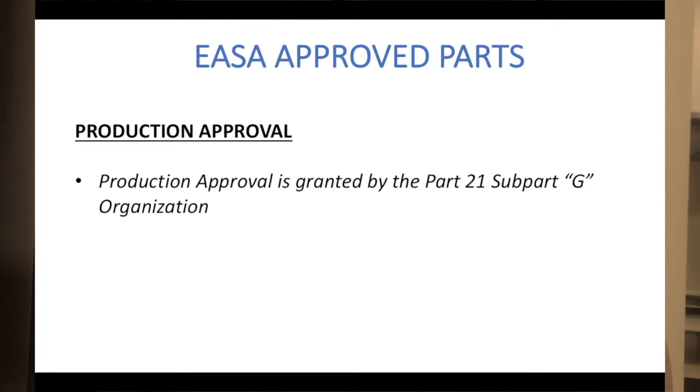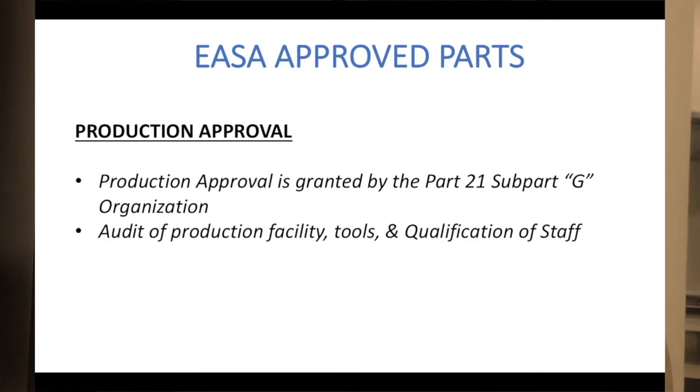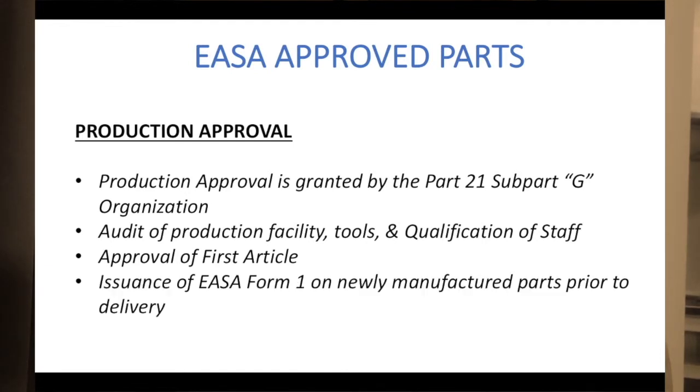This organization is responsible for auditing the production facility, the tools, and the qualification of the staff. Also, the Subpart G organization will have to conduct an audit and approval of the first article for the part being produced. If everything looks acceptable to the Part G organization, an EASA Form 1 is issued, and this EASA Form 1 accompanies all the newly manufactured parts prior to delivery.